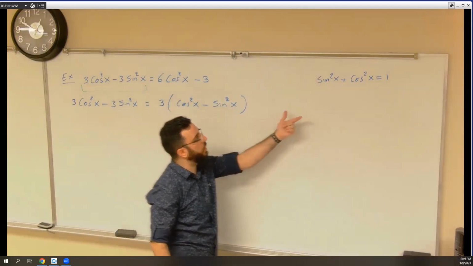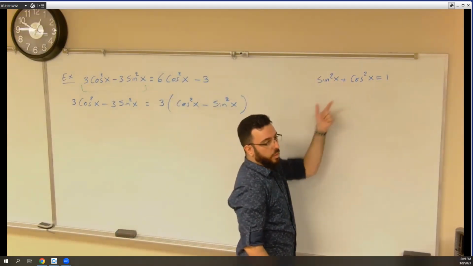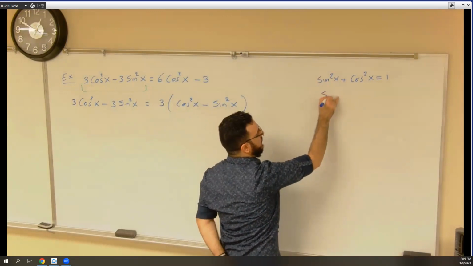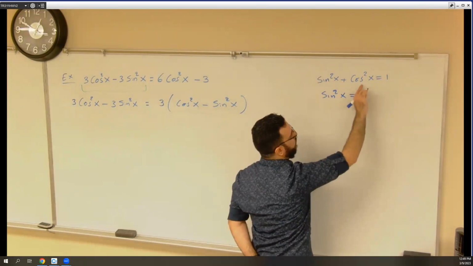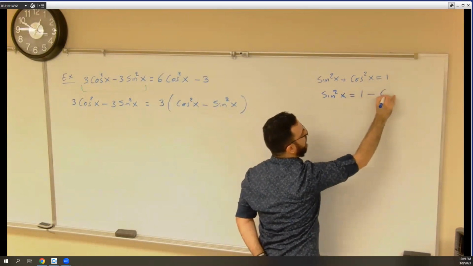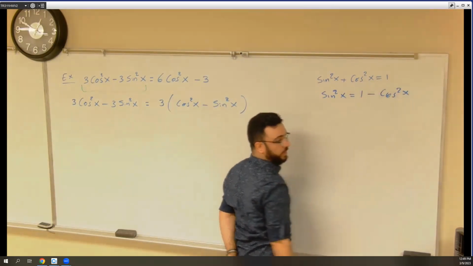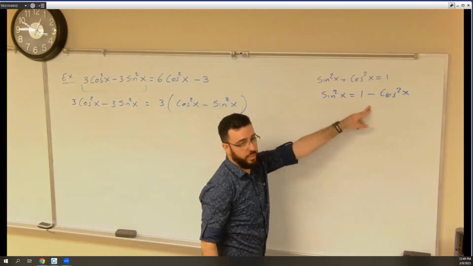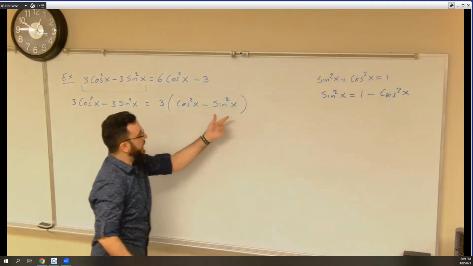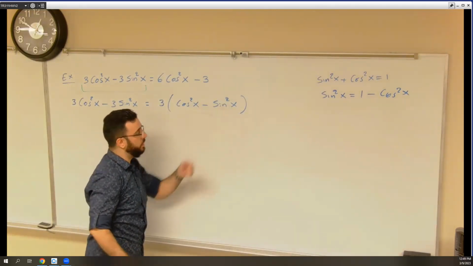What am I going to do? I'm going to use this rule. If I keep the sine square x, equal what? Move the cosine to the other side. Is that 1 minus cosine square x? Now, can I plug in 1 minus cosine square instead of the sine? So I'm going to go back here. I'm going to plug in instead of this one.